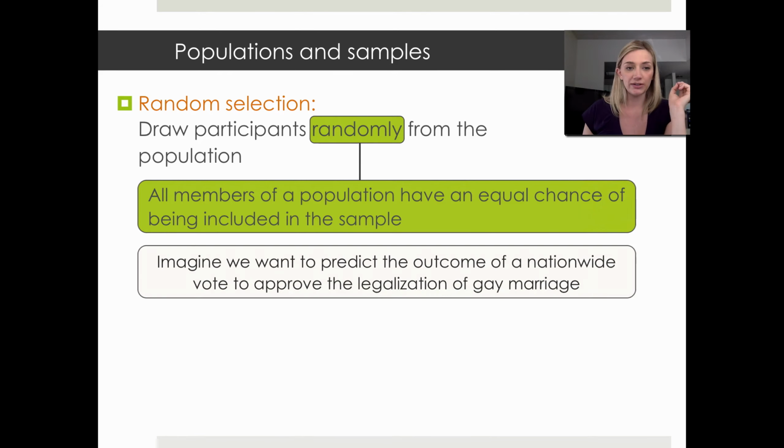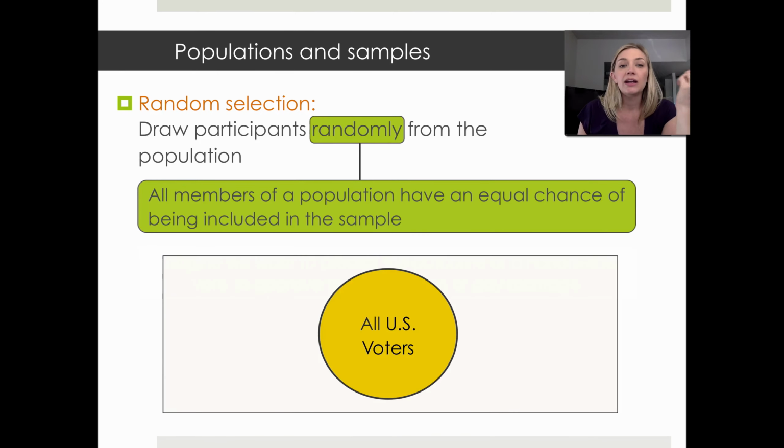So here's an example to illustrate. Imagine that we want to predict the outcome of a nationwide vote to approve the legalization of gay marriage. Now, because this is a nationwide vote, our population of interest is all U.S. voters. That's who we're interested in understanding. That's whose behavior we hoped to predict.